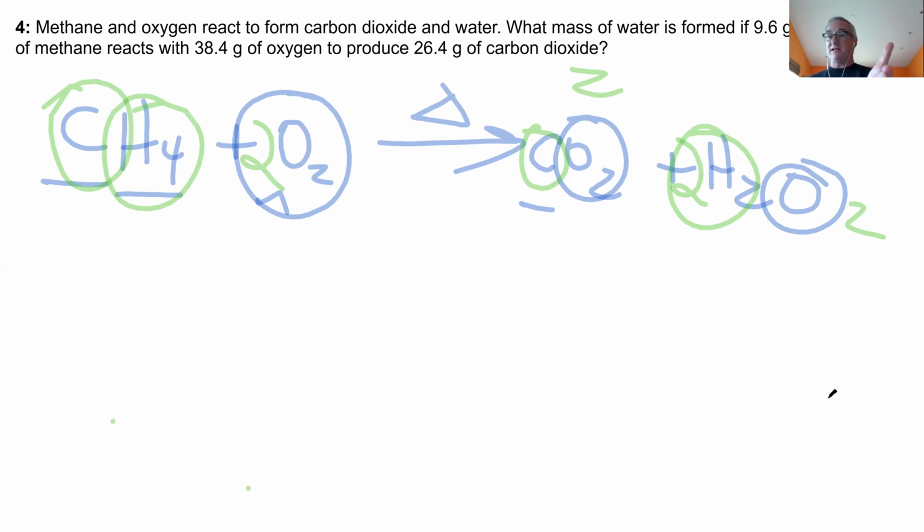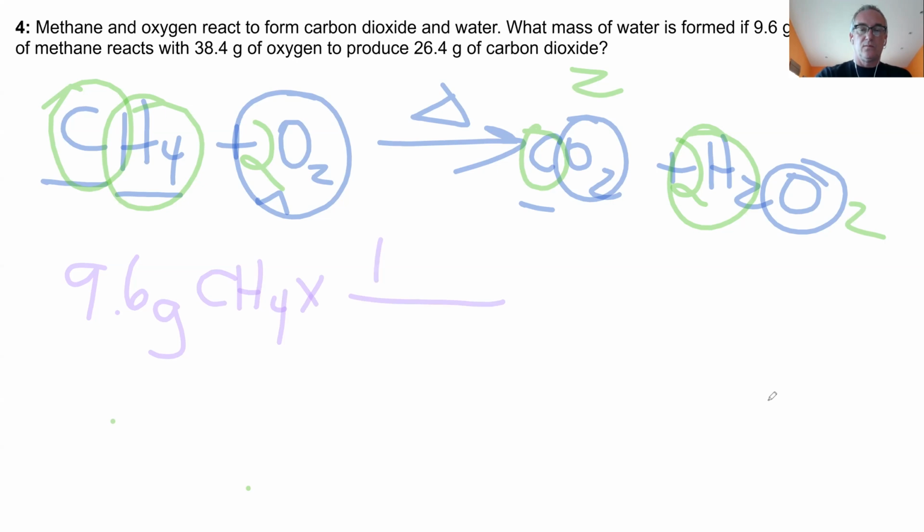So that was the easy way. We got 21.6. Let's do it the hard way. The only information I'm going to use is the mass of methane. So I have 9.6 grams of CH4. We need to figure out how many moles of CH4 that is. So how do I determine that? I want to convert this to moles. Put the molar mass. Yeah. What's the molar mass of CH4? You can look it up. You don't need to calculate it every time.